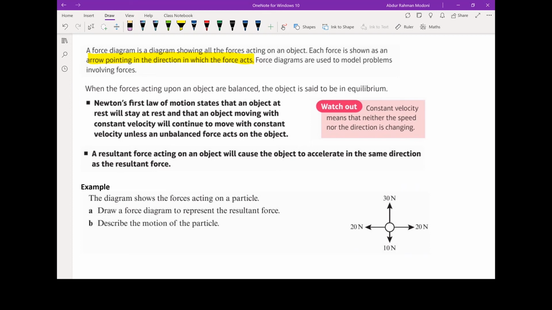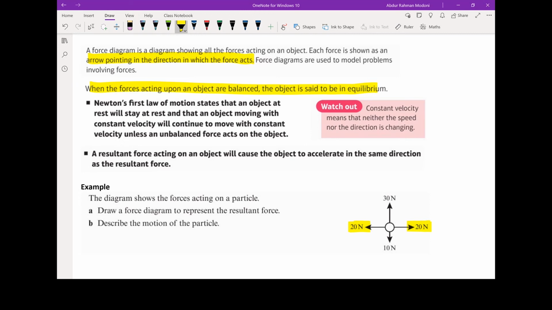So let's talk about Newton's first law. When the forces acting upon an object are balanced, the object is said to be in equilibrium. In this case, the force acting to the right is 20 newtons and the force acting to the left is 20 newtons. Here the forces are balanced because the total force to the right is balanced by the total force to the left. So we can say horizontally, this object is in equilibrium.